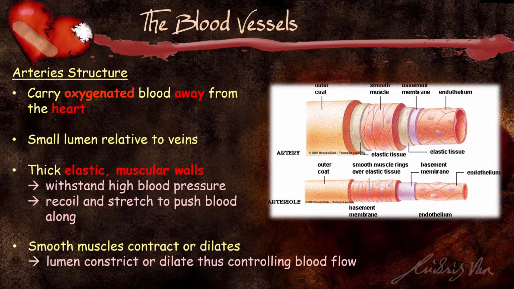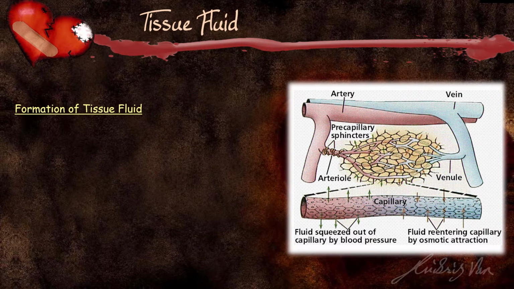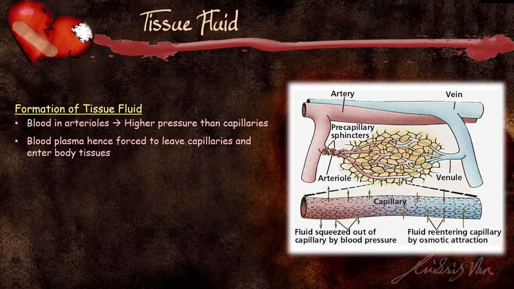So after arteries, the blood will travel into the arteriole, and between the junction of the arteriole and the capillary, some of the blood plasma will flow out and it will form tissue fluid. So tissue fluid is formed because the blood pressure in the arteriole is higher than that of the capillary. Therefore, the blood plasma is being forced to leave the capillary and enter our body tissue.